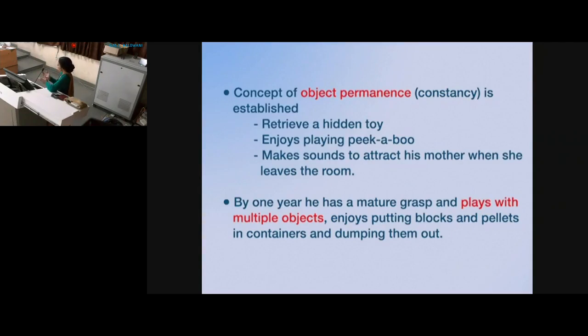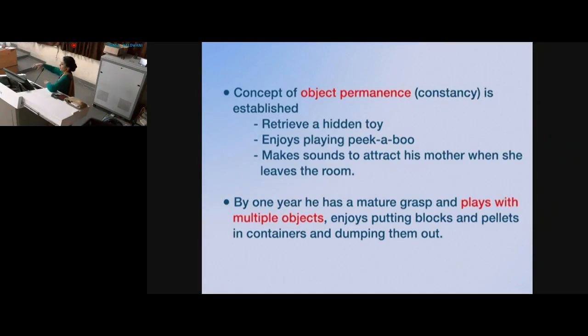And if a normal child, if you play Luka Chippy, you hide and he knows, okay, I'm not able to see my mother, but she's there. Behind her hand, she's still there. So they know that even though it's temporarily hidden, that is called object permanence and it's a part of growth. Then the child starts playing with multiple objects.